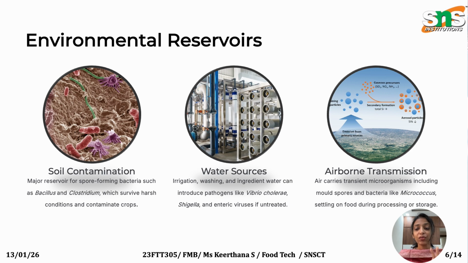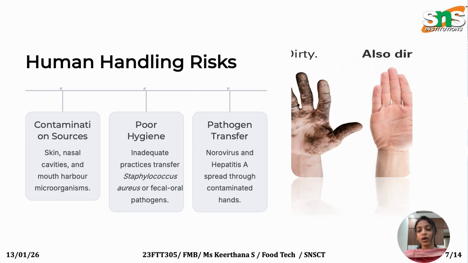And then we have environmental sources like soil, water, and air. Microorganisms are everywhere in nature. Soil contains spore-forming bacteria like Bacillus and Clostridium, whereas water used for irrigation or washing can carry Vibrio and viruses. Air carries mold spores and bacteria that settle on exposed food. Even clean-looking food can become contaminated just by being left open. So let's have an awareness regarding it. And in the next slide, we will be discussing the human handling risks.